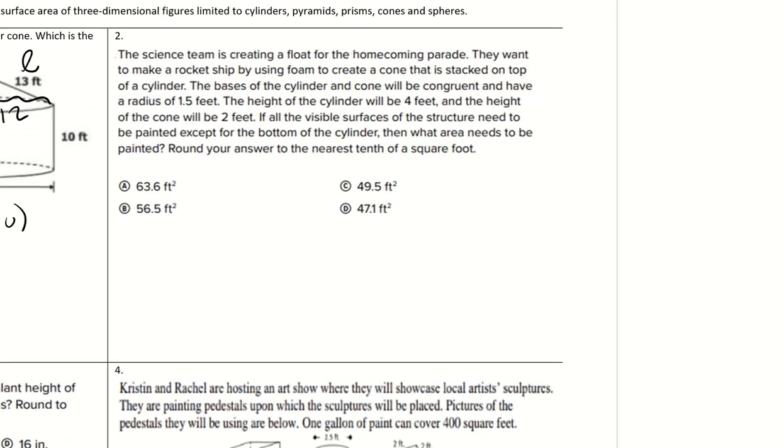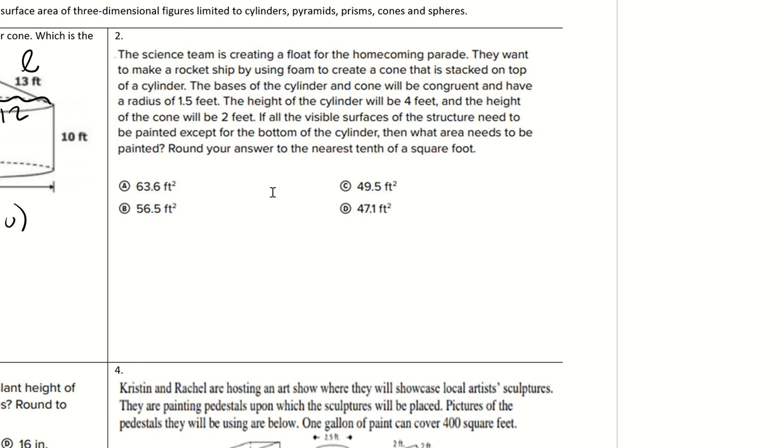All right, so number 2, the science team is creating a float for the homecoming parade. They want to make a rocket ship by using foam to create a cone that is stacked on top of a cylinder. The bases of the cylinder and cone will be congruent and have a radius of 1.5 feet. The height of the cylinder will be 4. The height of the cone will be 2.